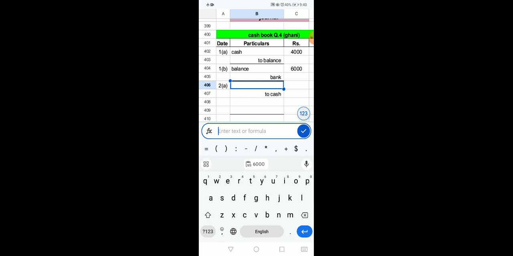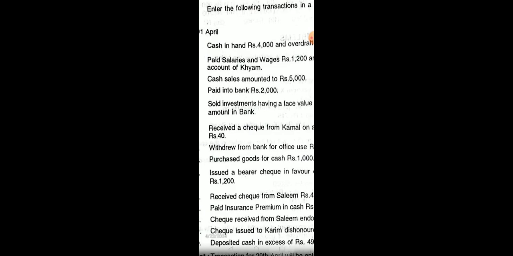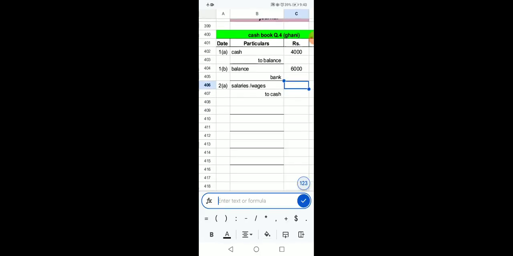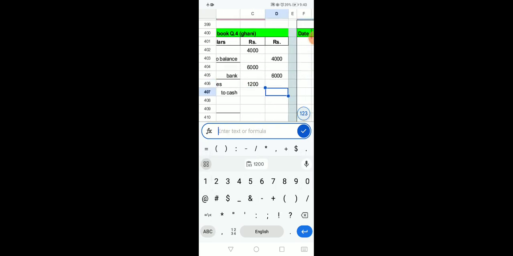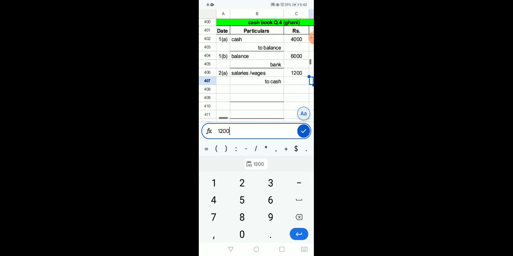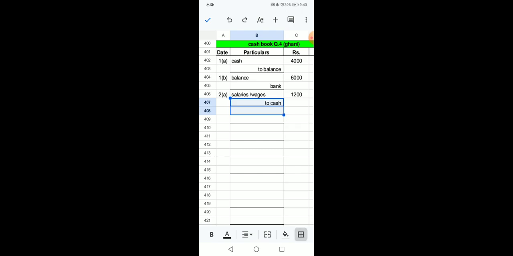As it is mentioned in the question, it is salaries and wages. As you are paying, it means your salaries and wages are expenses and should be mentioned on the debit side, so you will mention salaries on the debit side. You may write wages as well. Salaries and wages are paid, it's an expense, expenses should be mentioned on the debit side, so you have mentioned the name of salaries on the debit side. Now see how much salaries you have paid, that is 1200, so you will mention 1200 on the debit side, and the same amount you are going to write on your credit side. All right, this part of the transaction has been completed.